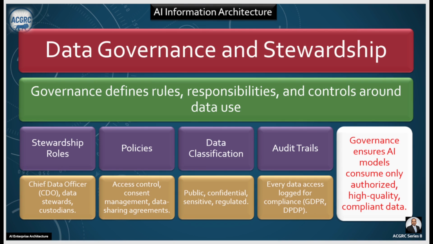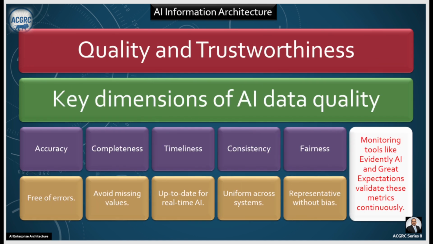The next aspect is data quality and trustworthiness. Key dimensions of AI data quality include that the data be free of errors, that's accuracy. It avoids missing values, that's completeness. It is up to date for real time AI, that is, the timeliness aspect is covered. It's uniform across the system, so it is consistent, and it is representative without any biases. So that's the fairness dimension. Monitoring tools like Evidently AI and Great Expectations validate these metrics continuously.